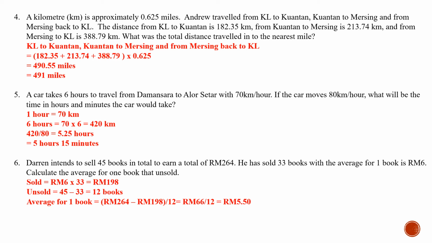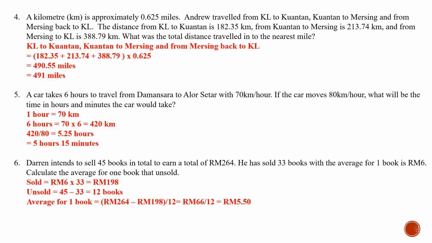All right. He intended to actually sell 45 books, which he didn't. He only sold 33. So you find how many books were not sold. All right, how many were not sold? You take 45 minus 33. There'll be 12 books balance.